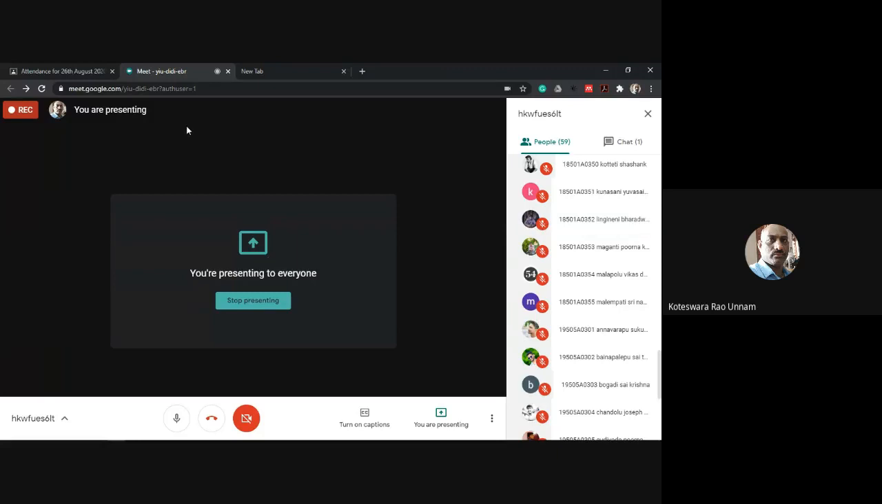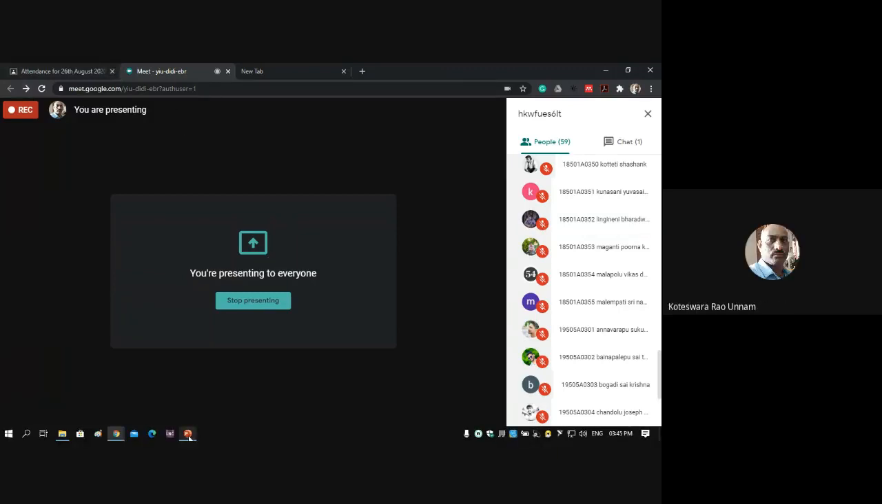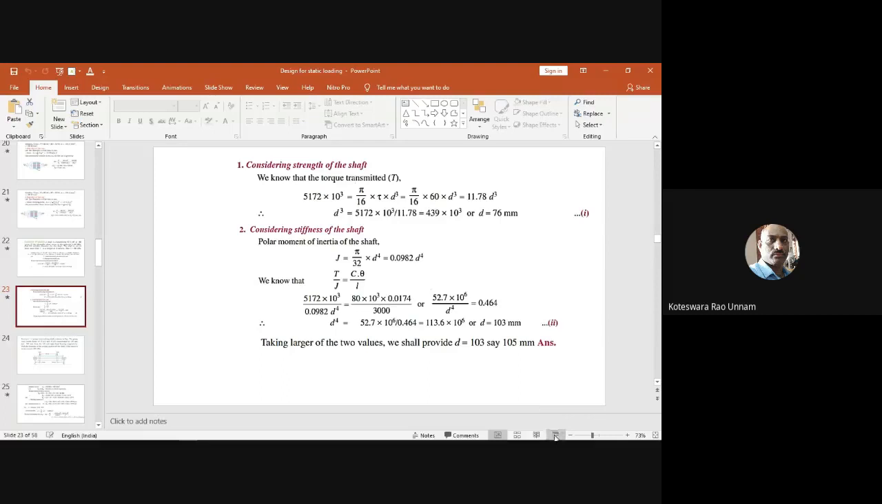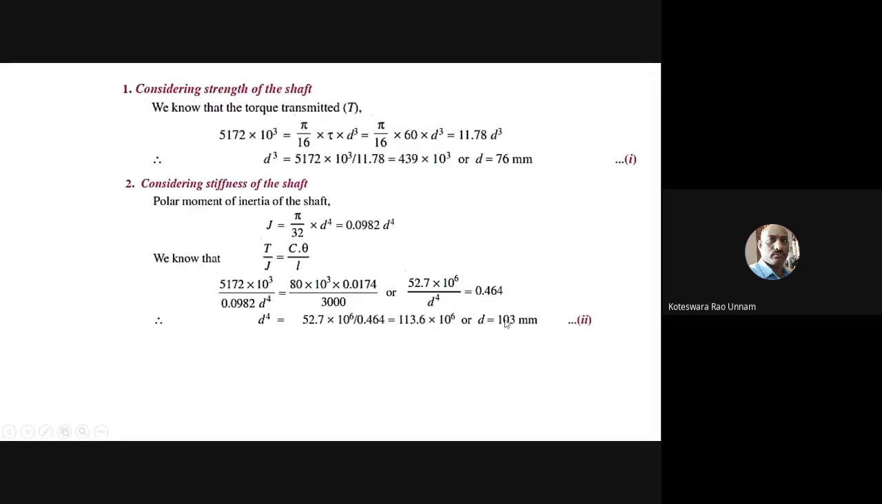Okay, right. Okay, so I'll move to the slide now. Like she said, we need to choose 103 mm as a diameter for the shaft. Why? Because suppose if I take 76 mm here, then what happens to the angle of twist? See here, your twist is going to increase, so more than 1. If the diameter is 103 mm only, then the angle of twist is 1 degree. If the diameter decreases, what happens to the angle of twist?